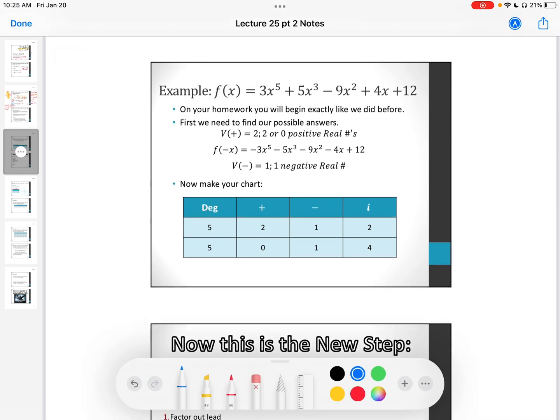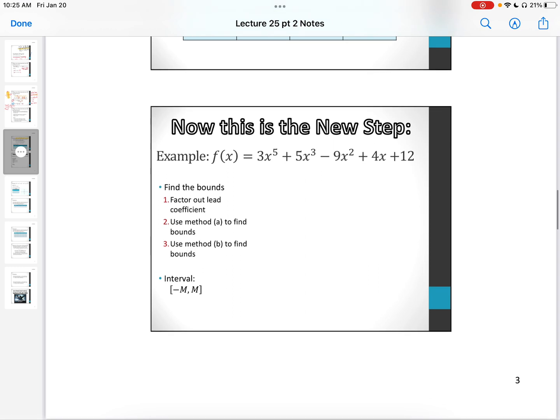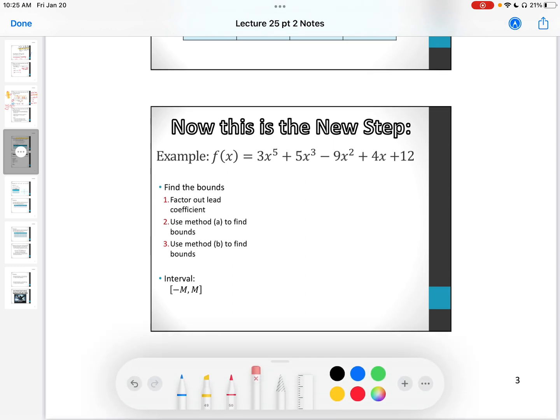All right, we already have a chart. We are using this function up here, and I have already made the chart for you guys down below. Okay, so we did all that stuff. What we're going to do now is look at each of these coefficients after I factor out the 3. If you look down at my next slide here, the first thing I've got to do is factor out the first number. So I'm going to factor out that 3.